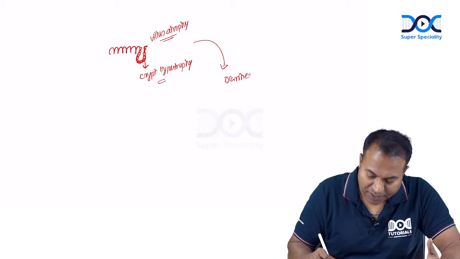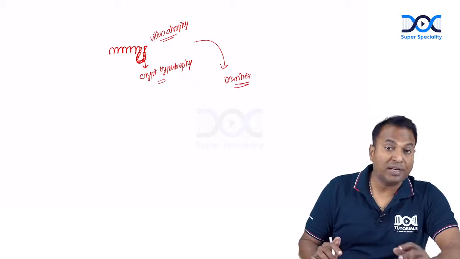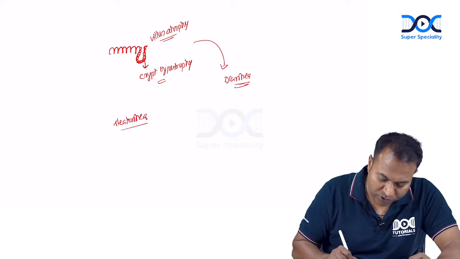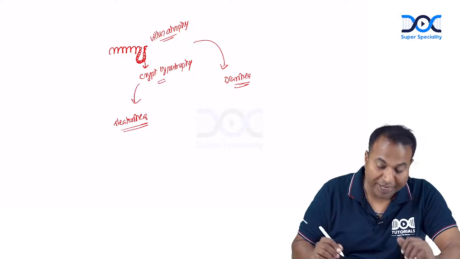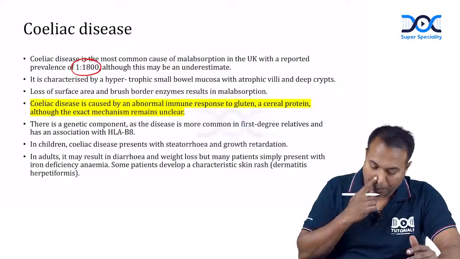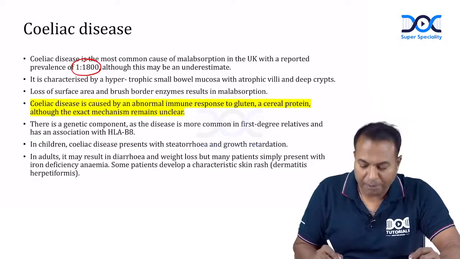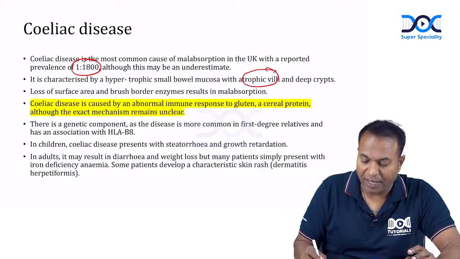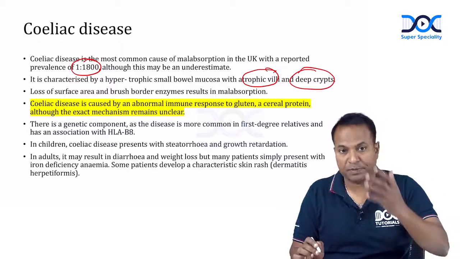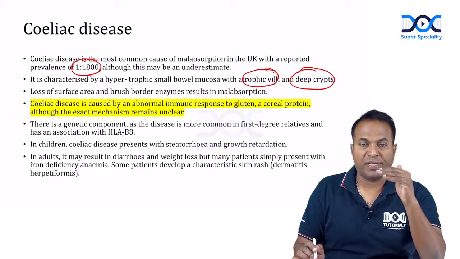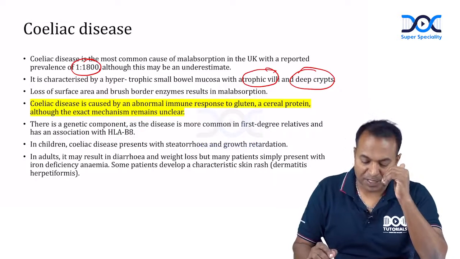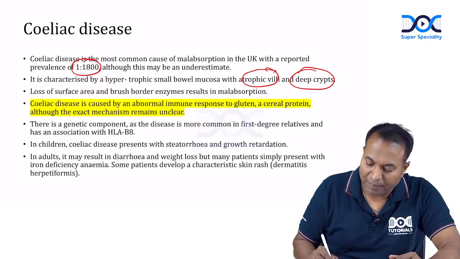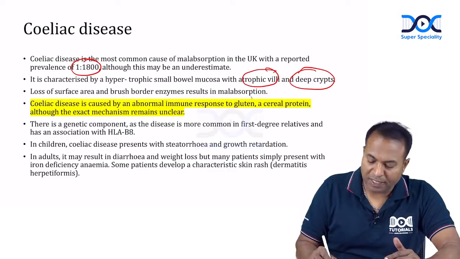This is a common presentation in adults. In children, they commonly present with steatorrhea. In children there is more steatorrhea, but in adults there is more diarrhea and other malabsorption. So please remember, it is characterized by hypertrophy of the small bowel mucosa with atrophic villi and hypertrophied deep crypts. Loss of surface area and brush border enzymes results in malabsorption. Celiac disease is caused by an abnormal immune response to gluten.